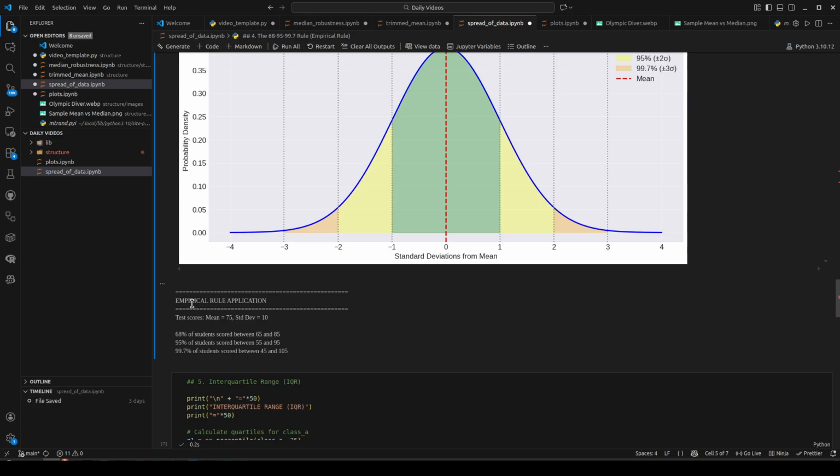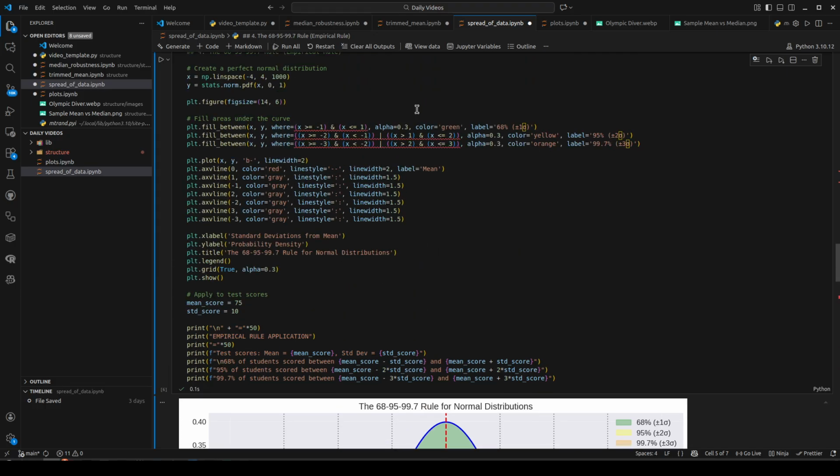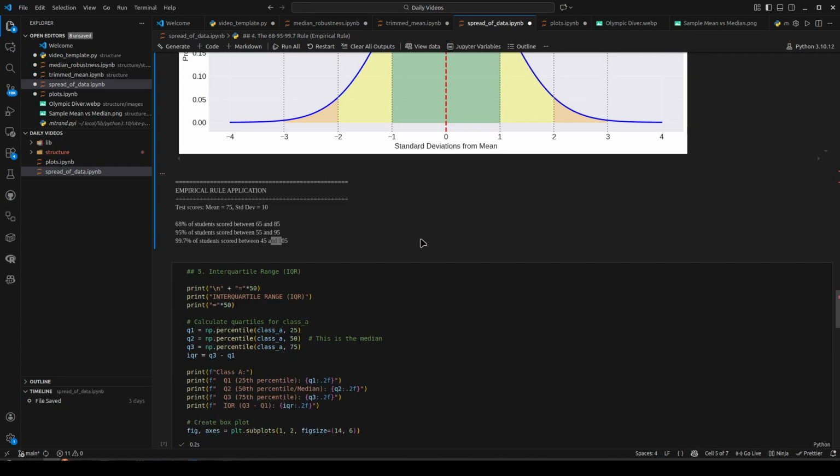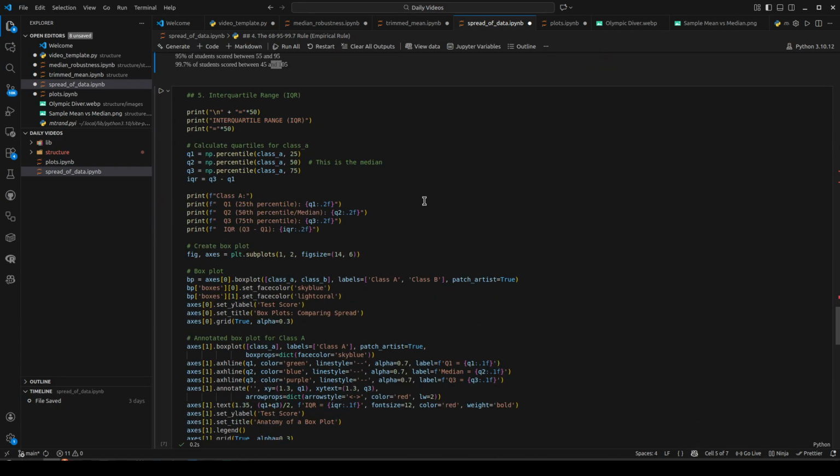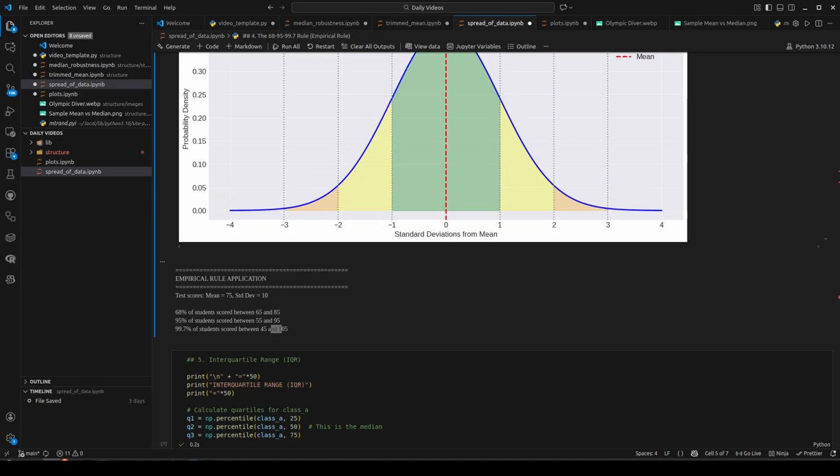So, empirical rule application. Well, if we go here, we see that 68% of students scored between 65 and 85, 95% of students scored between 55 and 95, and 99.7% of students scored between 45 and, we'll say, 100 because 105 doesn't make sense. This is for both classes. So that is one very important measure of spread, and you will see it again and again.